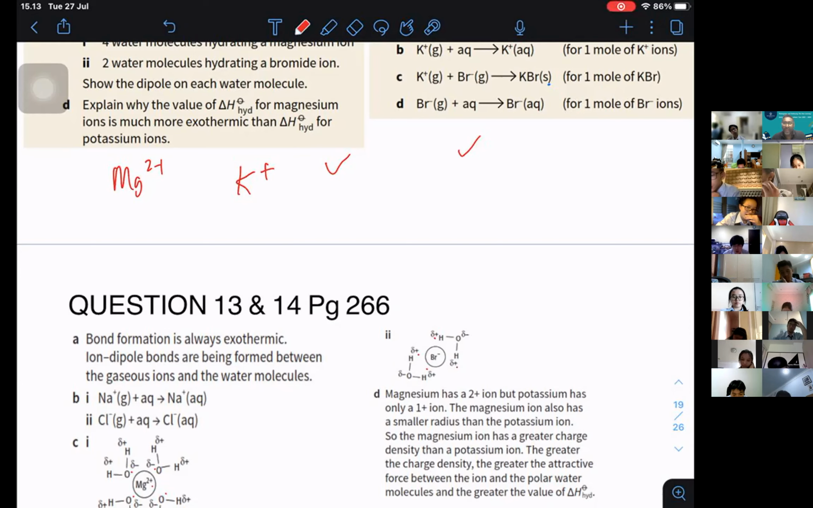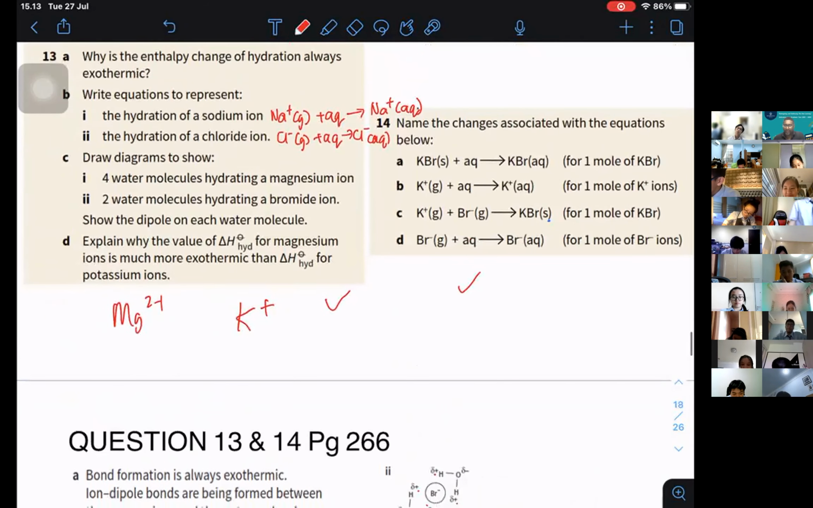Because of that, they are able to form better bonds with water, and this is going to make the value become more exothermic. They will release more energy. That's the explanation. And then here, name the changes associated with the equations.